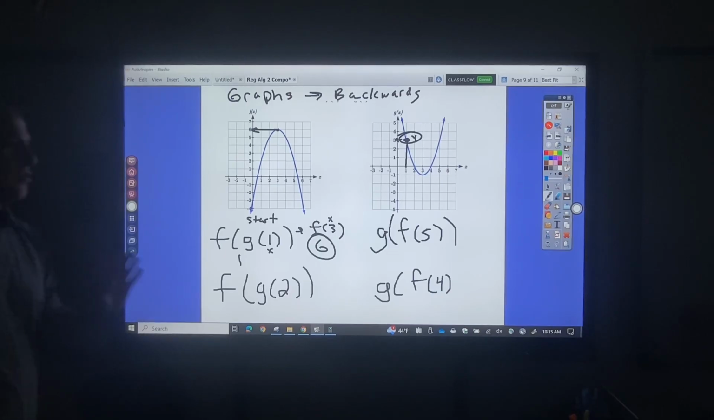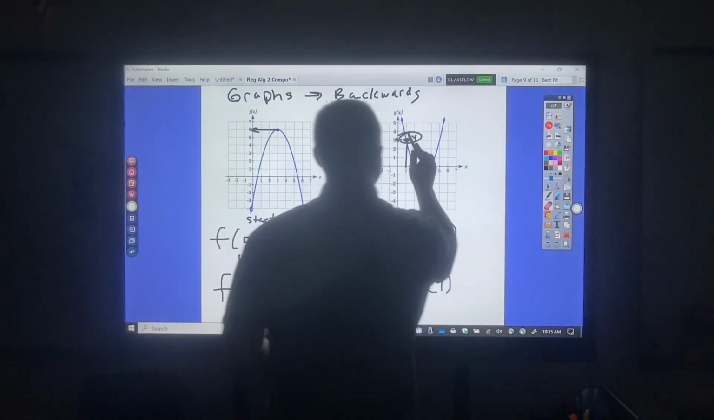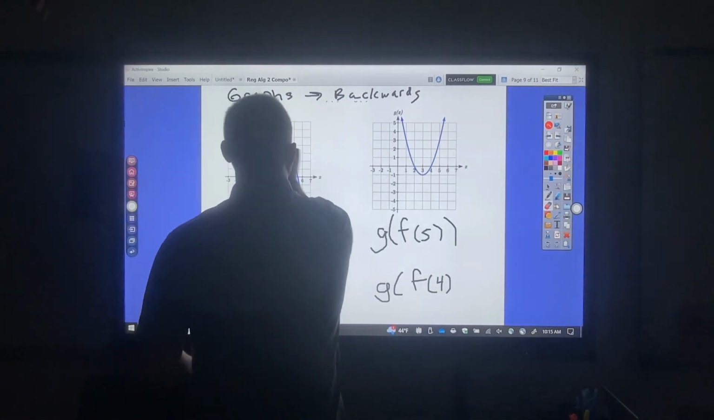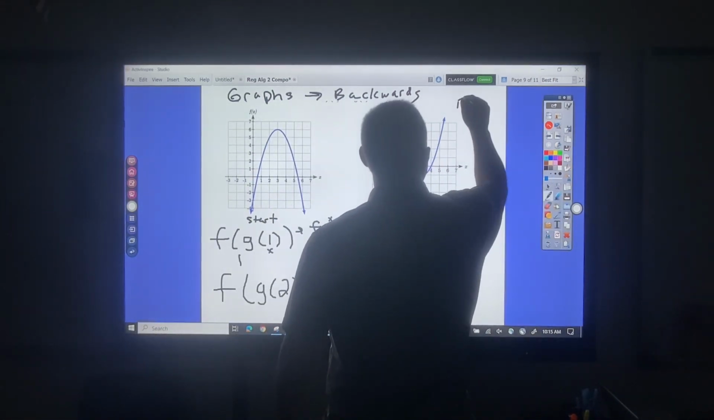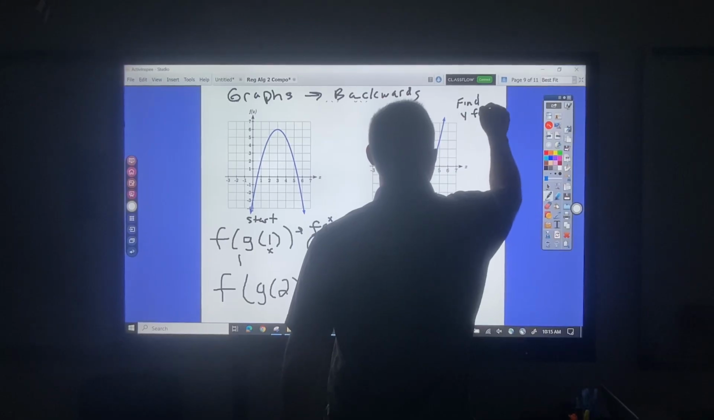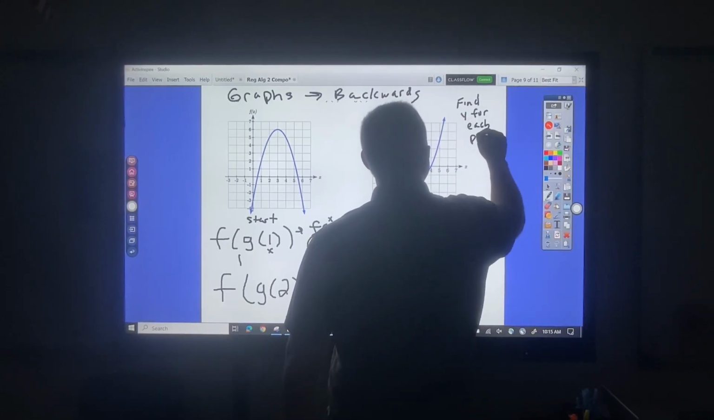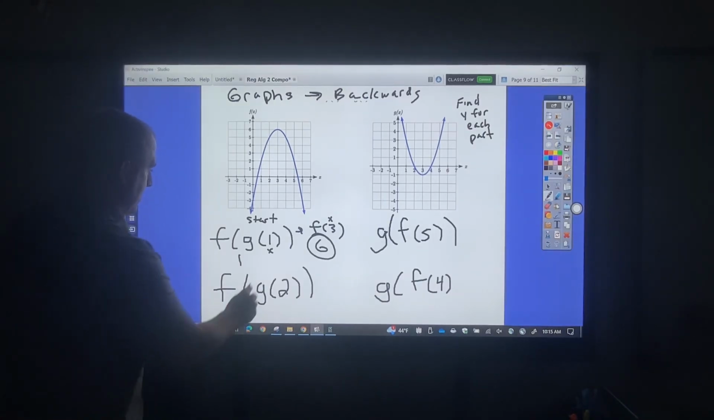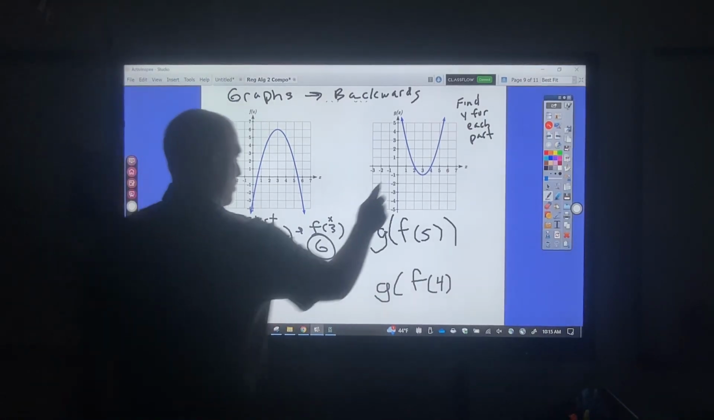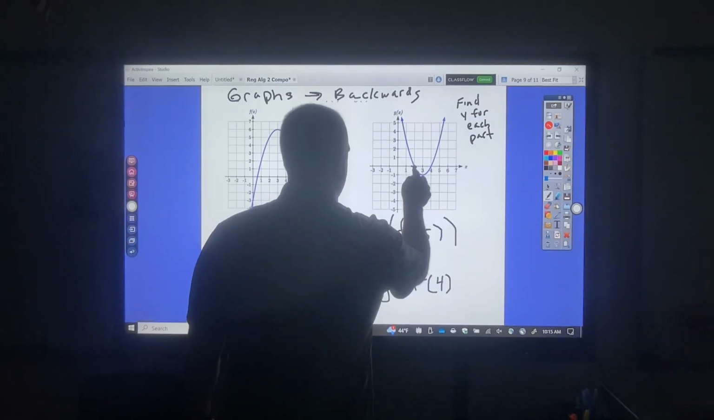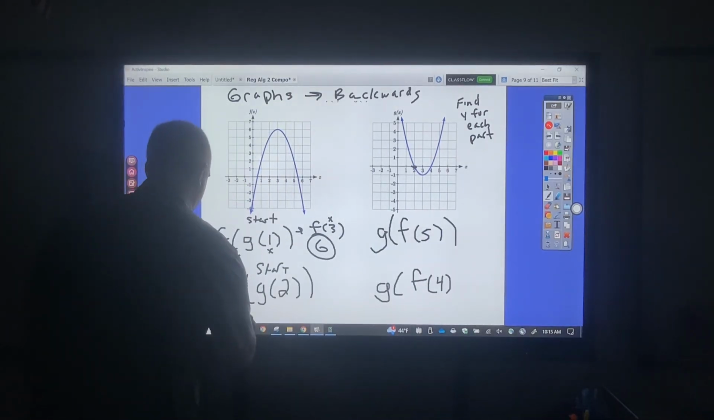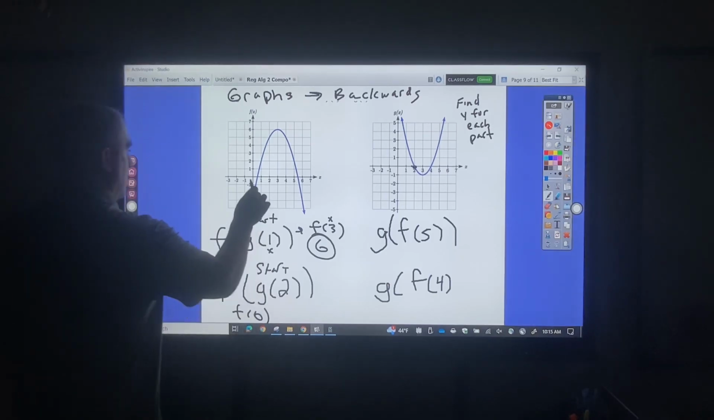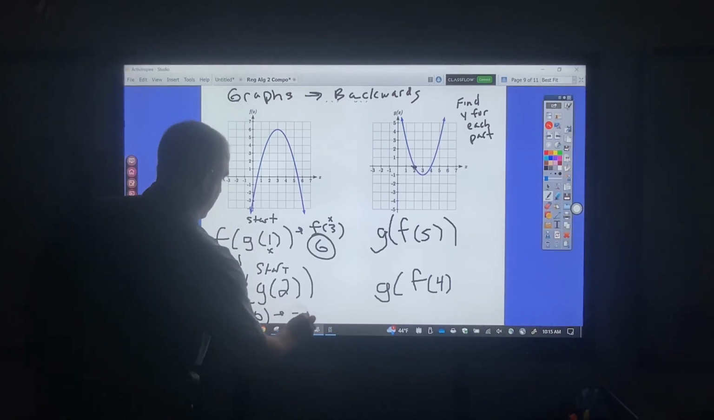So I know that looks weird, but what you're just trying to do is find the y for each part. That's sort of what you're doing. So when it says g of 2, I'm actually going to start in here. So go to 2. What's the y value? Y value would be 0. So now I'm doing f of 0. So I go over here to the f function, 0, find where it crosses. That's going to be negative 3.